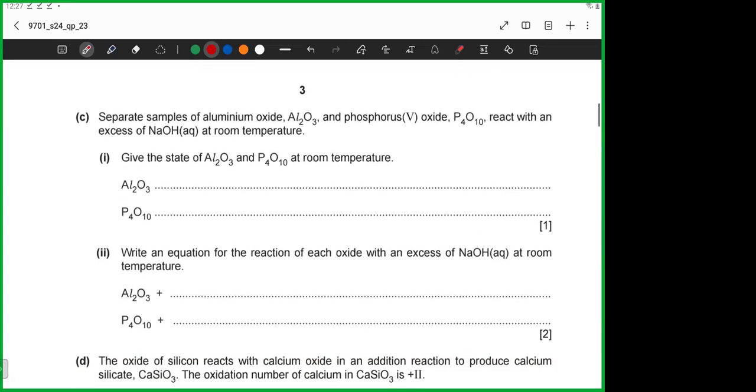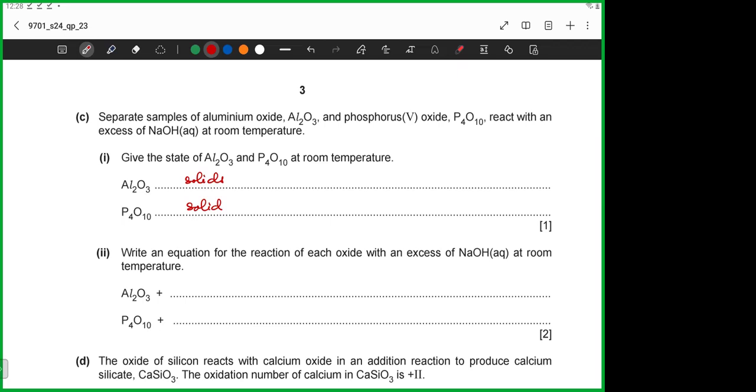So give the state of Al2O3 and P4O10. What is the state of P4O10? P4O10. Al2O3. What's the state of Al2O3? Al2O3 is gonna be solid. Yeah, that's a solid. They're actually both white solids. Oh, okay. This one is also going to be a solid, right? You get clear?